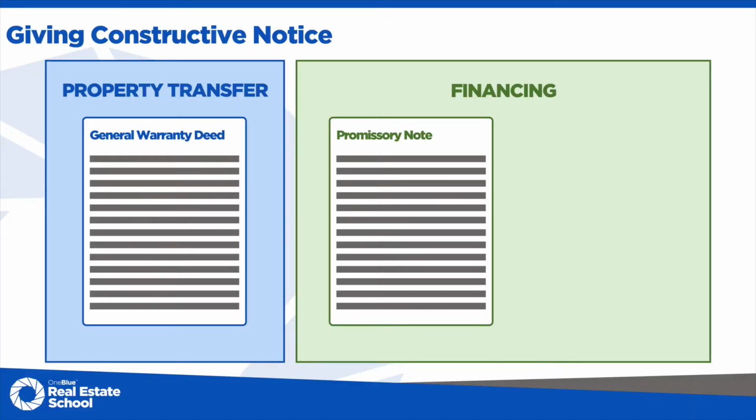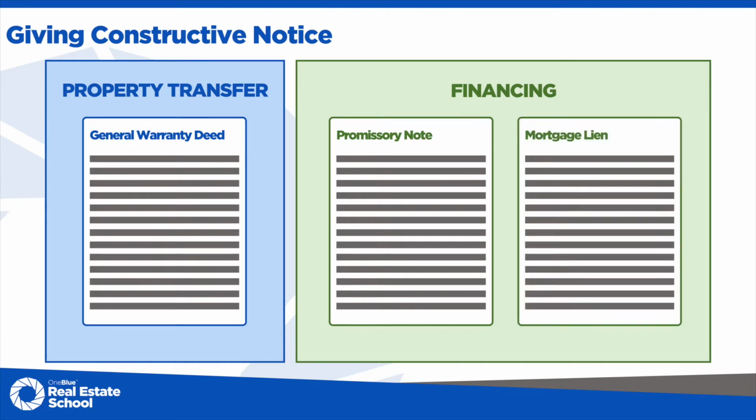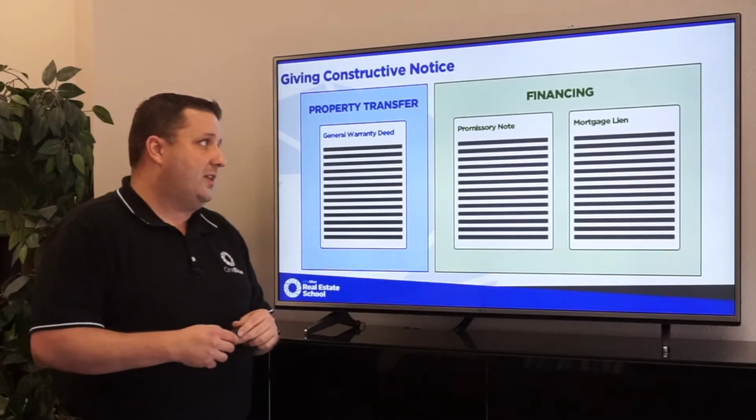We also, if we have financing involved, we have what's called the promissory note. So if you remember from class, that is the document that promises that the borrower is going to repay the lender the money that they have borrowed. And the last document that we potentially have to have recorded, if there's going to be financing involved, is the mortgage lien itself. And we're going to pay an intangible tax on that.